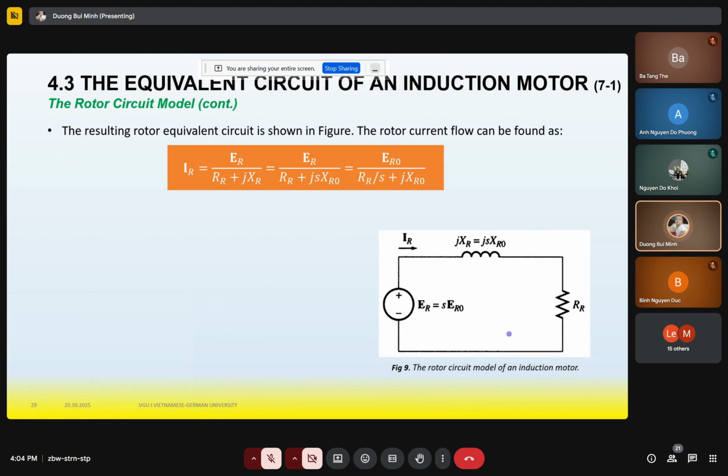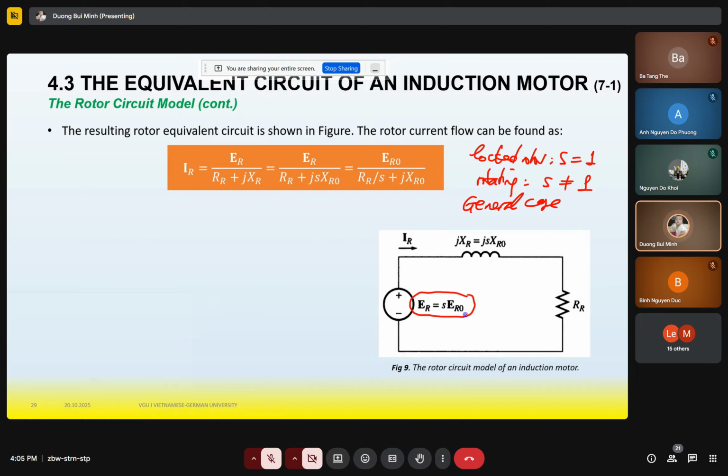So now look at this one. This is the general case. We don't care whether the rotor is locked or rotating, because we know that if we have a locked rotor, S is 1, and if we have a rotating rotor, S is different from 1. Okay, so here this is the general case.